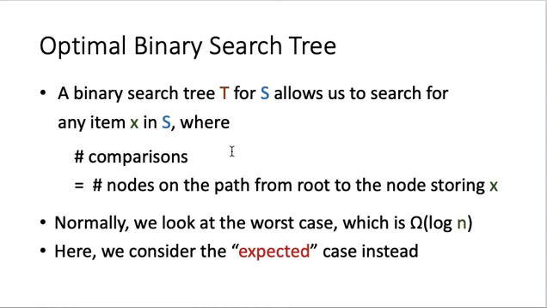To do the searching, the number of comparisons that we need to search for an item X is equal to the number of nodes on the path from the root to the node storing X. Normally, when we study a binary search tree, we look at the worst case, and the worst case will be at least omega of log n. But for this discussion today, we will consider the expected case. So what do we mean by expected case?